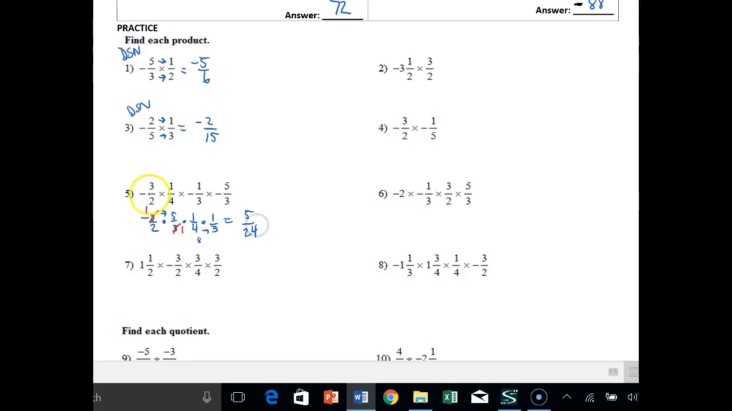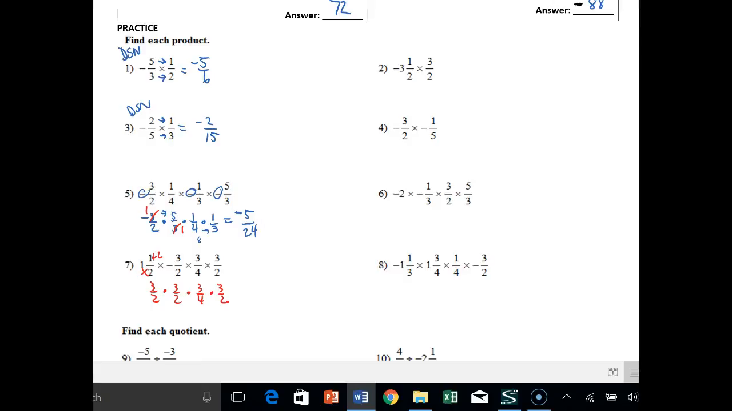Now, gotta be aware of my negatives. I had 1, I had 2, I had 3, so my answer has got to be negative 5 over 24. Right? And then in a problem like number 7, what do I have to do first? Gotta change this guy to an improper fraction. So that becomes 3 over 2 times 3 over 2 times 3 over 4 times 3 over 2. Ask yourself, is there anything to cross cancel?